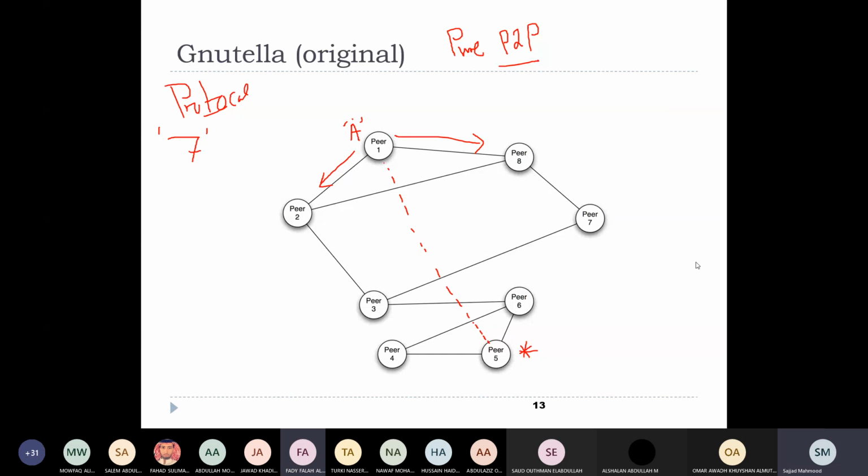There is no central server. Exactly. There's no central directory. Hence, there's no single point of failure. So if tomorrow 4 goes down, it doesn't matter. It will still work. If 7 goes down, no problems. Yes, this connection has gone down now, but the rest of the system will work. And it will keep growing the more peers come, and so on and so forth.